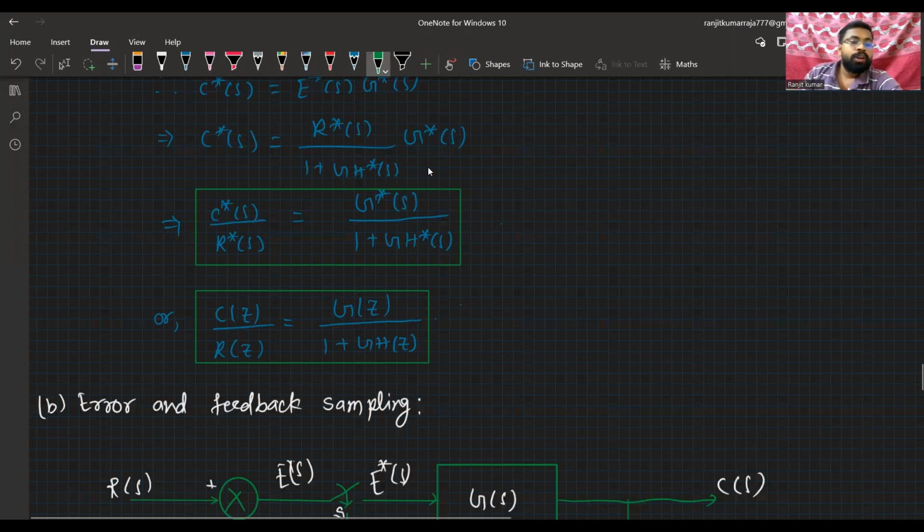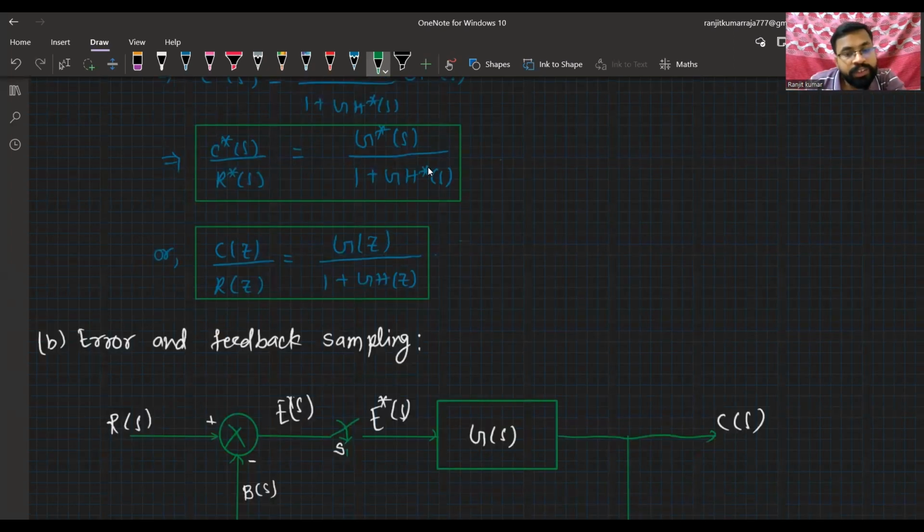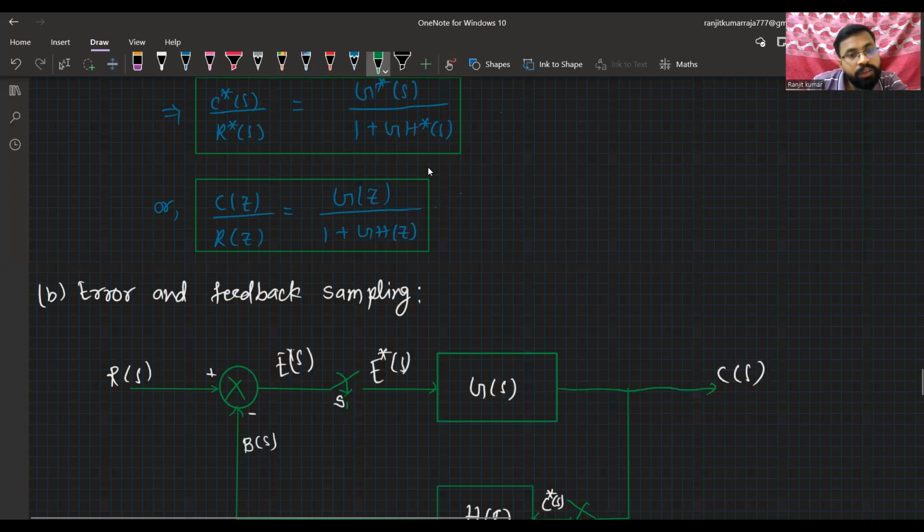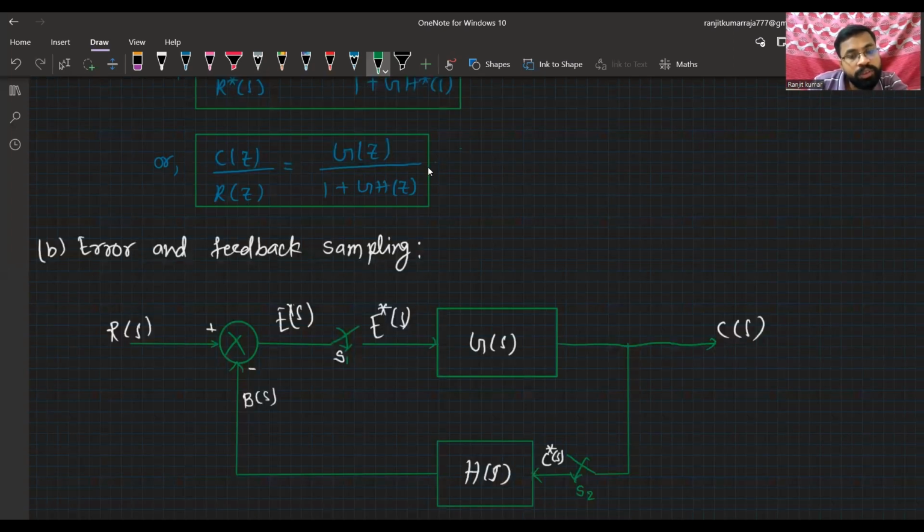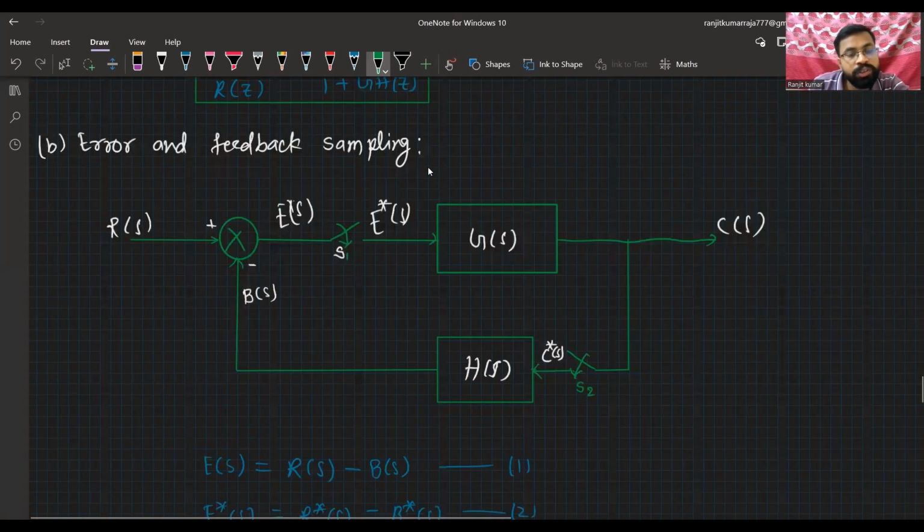Okay, now error and feedback sampling. After this block diagram, we sample the error signal. Sample this error signal as well as the feedback. Before this feedback I am providing one sampler over here, so it will change the continuous signal into a discrete signal. After sampling, we will see the derivation.